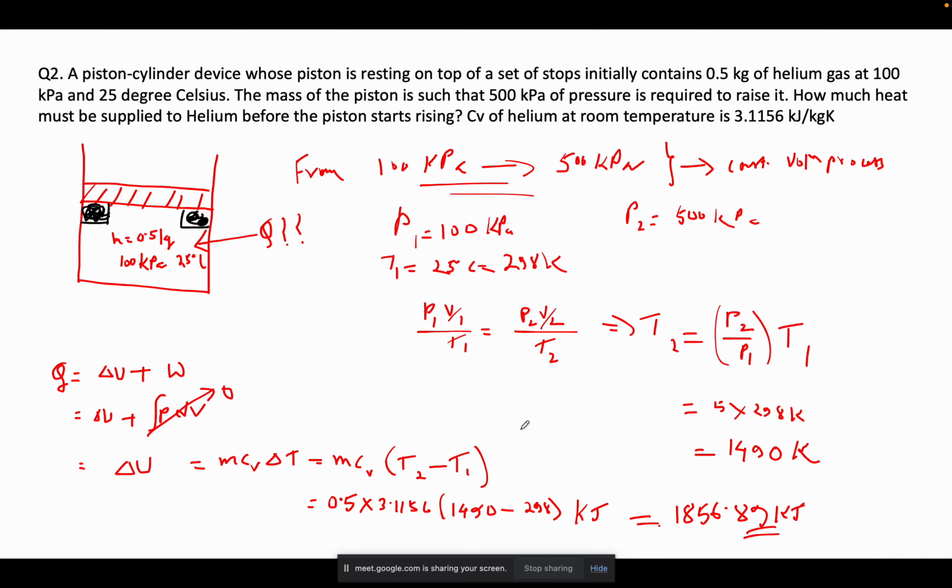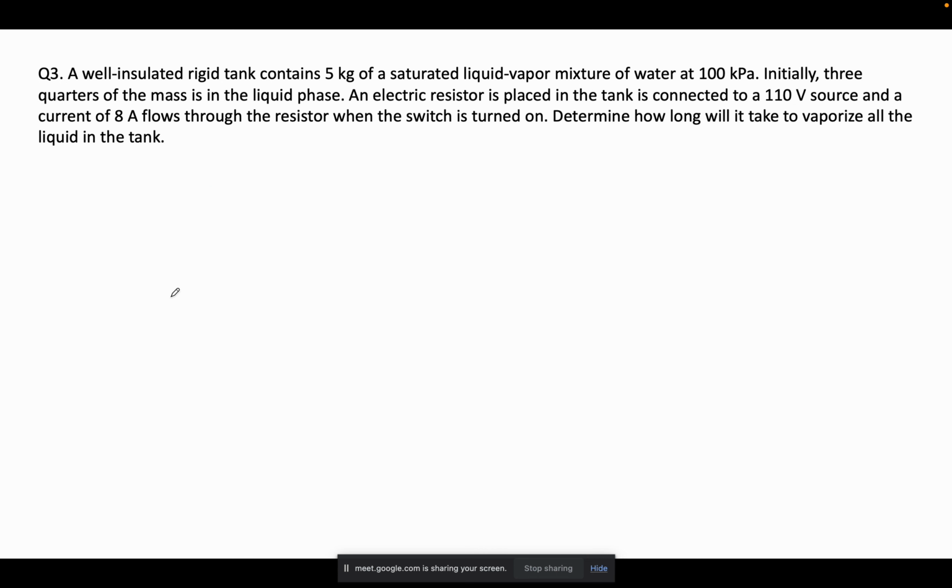Okay, fine. Let us move to the next question. A well insulated rigid tank contains 5 kg of saturated liquid-vapor mixture of water at 100 kilopascal. Initially, 3/4 of the mass is in liquid phase. Then an electric resistor placed in the tank is connected to a 100-volt source, and a current of 8 ampere flows through the resistor when the switch is turned on. Determine how long it will take to vaporize.